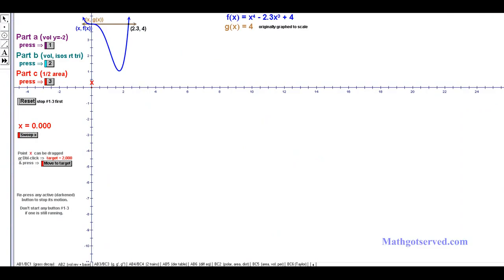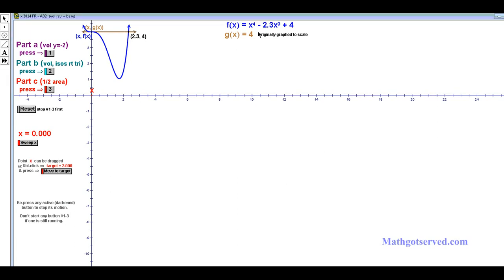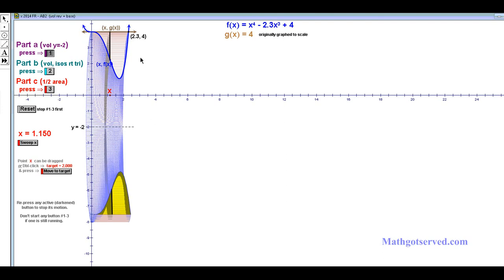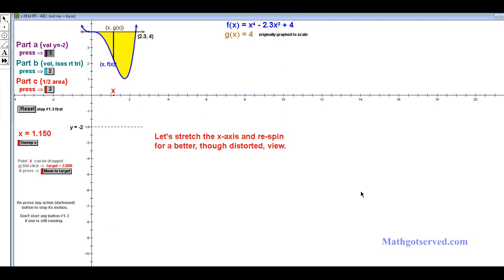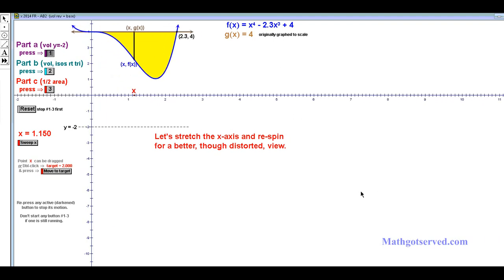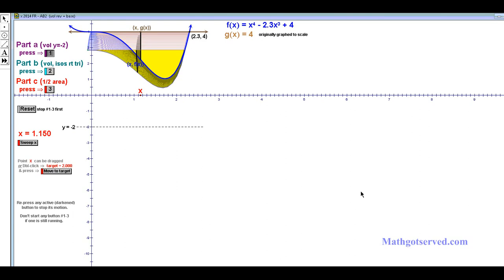All right, so let's go ahead and see how this visualization can help us understand what's going on here. So these are the two functions. Let's go ahead and graph what the rotational volume or solid looks like. So we're rotating, remember, about the line y equals -2. All right, so there goes the resultant solid. And next, we're going to alter the axis so you can have a better view as to what's going on with the solid.